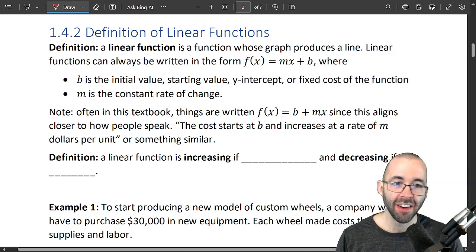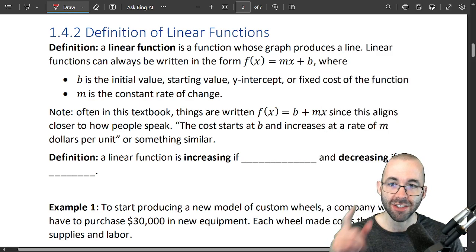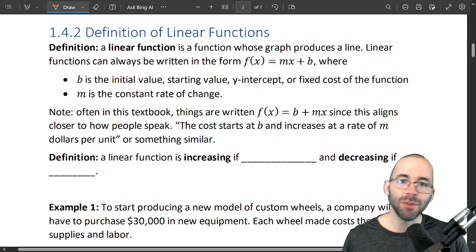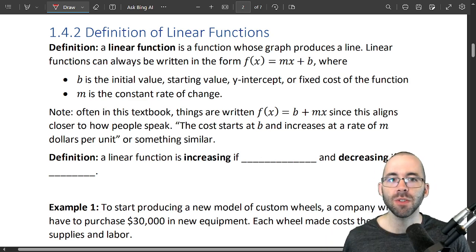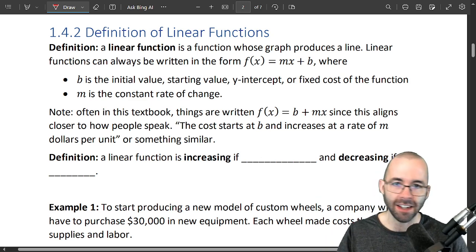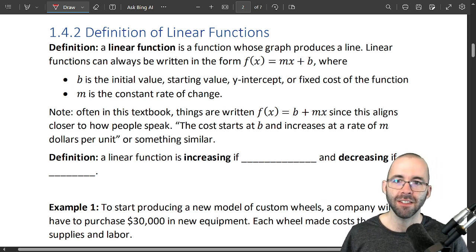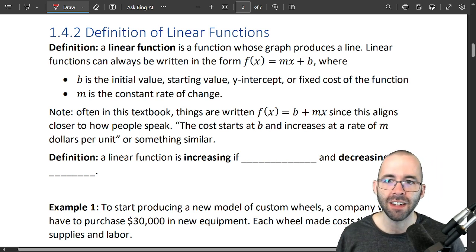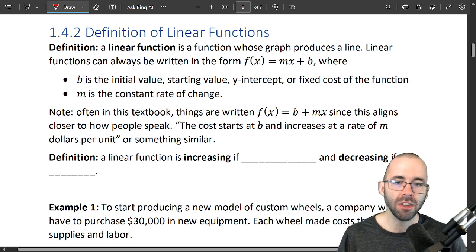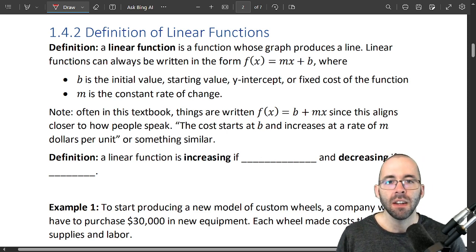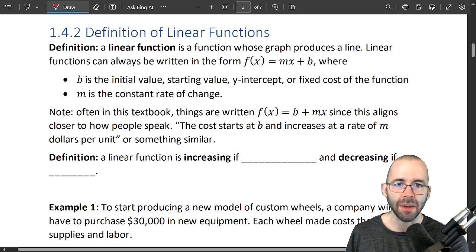But if I asked you the definition of a linear function, you might say that a linear function is a function whose graph produces a line. Linear just means line. Linear function means line function. The linear functions are always going to look of the form f of x equals mx plus b. Most of us have seen this before. y equals mx plus b.